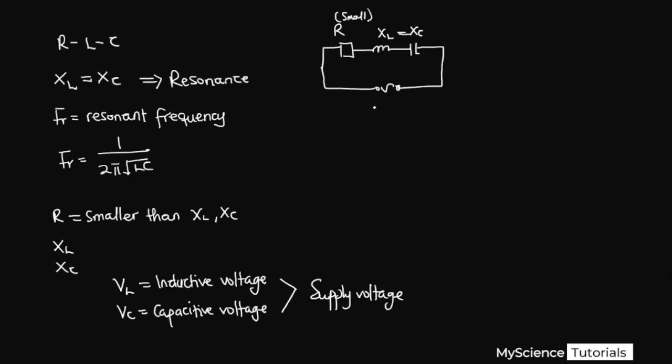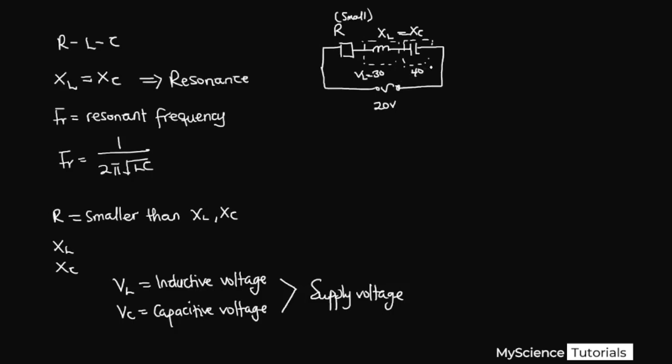We are expecting that the voltage over here, assuming this is 20 volts, the supply voltage, it is possible for the voltage across just the inductor to be greater than 20, so something like maybe 30, and the voltage across the capacitor can be something like 40. So we can see that the voltage across the inductor VL is greater than the supply voltage, which is 20, and the voltage across the capacitor is also greater than the supply voltage. Now, when this happens, we say that there is a voltage magnification or Q factor.